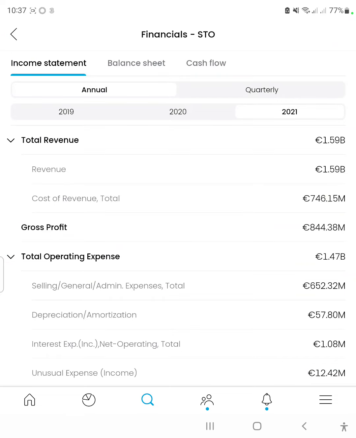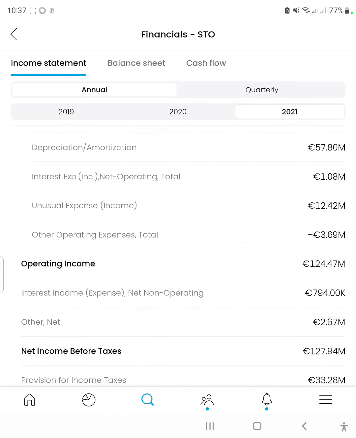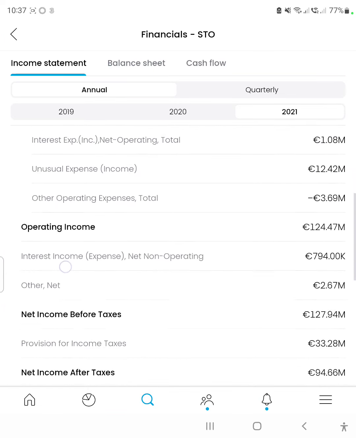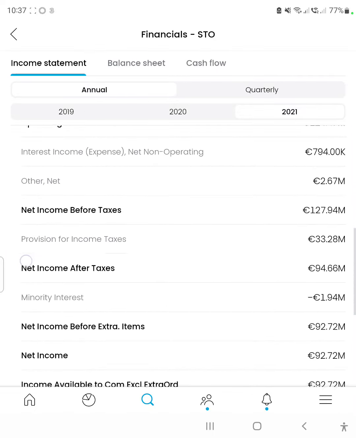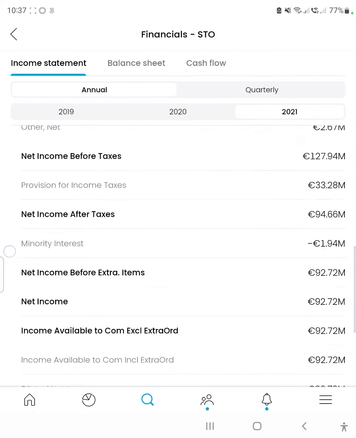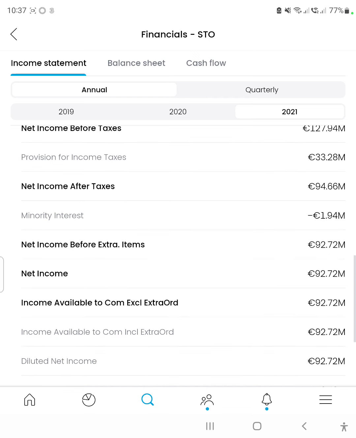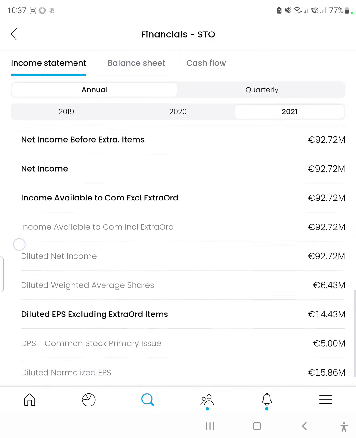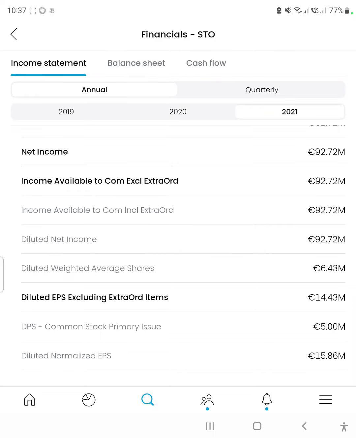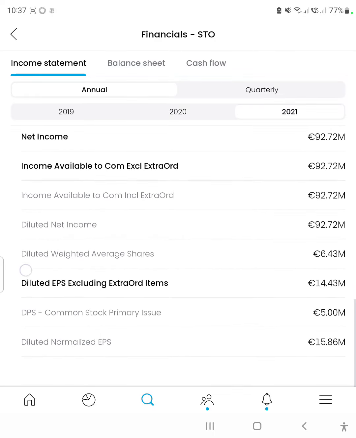The gross profit is 844 million euros. Total operating expenses were 1.47 billion euros, and the operating income was 124 million euros. Net income before taxes, 127 million euros. Net income after taxes, 94 million euros. Net income before extraordinary items was 92 million euros. Net income overall was 92.72 million euros. Income available to common shareholders excluding extraordinary items was 92.72 million euros. Diluted earnings per share excluding extraordinary items was 14.43 euros.